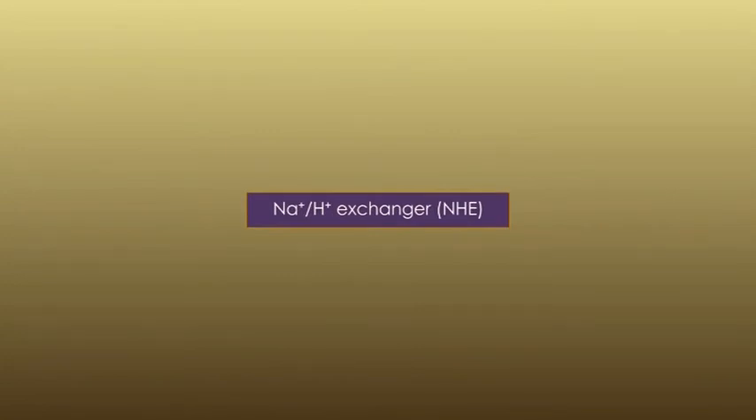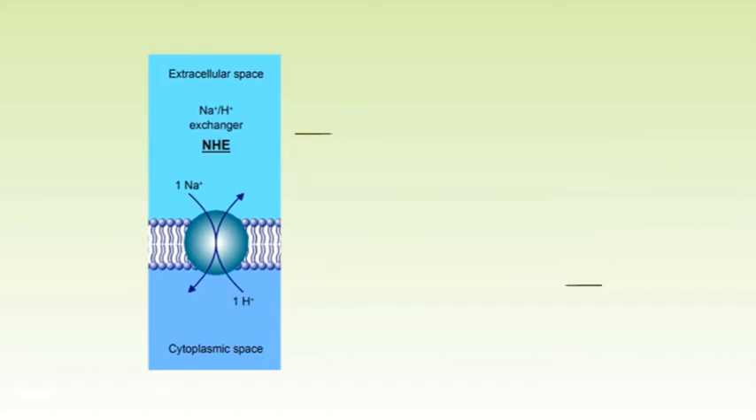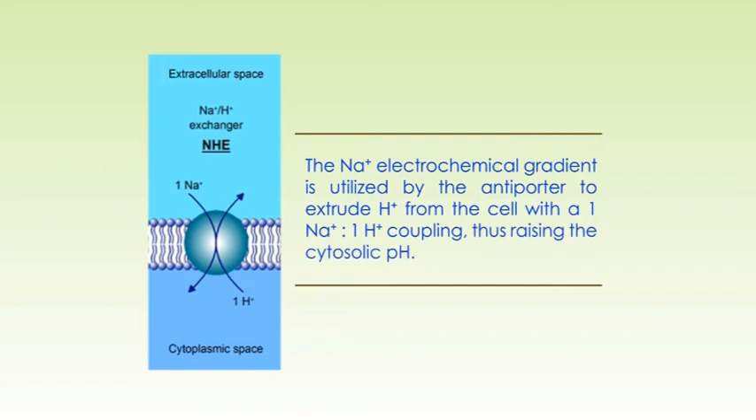The sodium-hydrogen exchanger, a ubiquitously found exchanger that plays a key role in the regulation of cytoplasmic pH. Here again, the sodium ion electrochemical gradient is utilized by the antiporter to extrude hydrogen ions from the cell with a 1 sodium ion to 1 hydrogen ion coupling, thus raising the cytosolic pH.